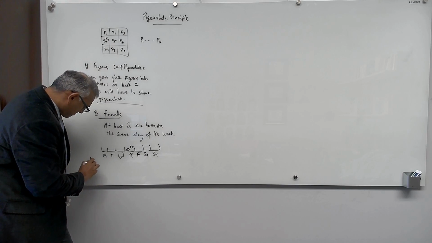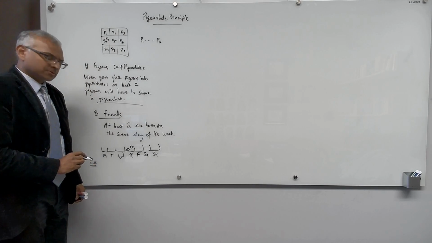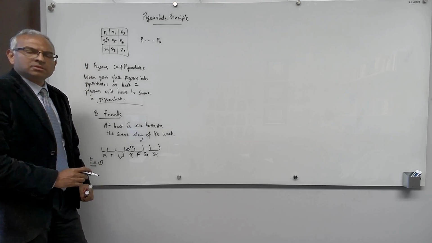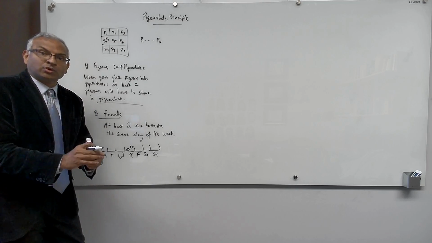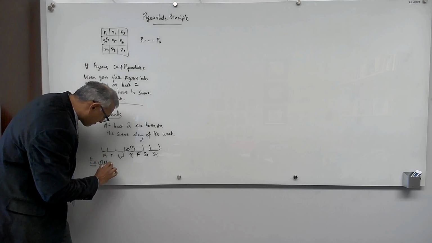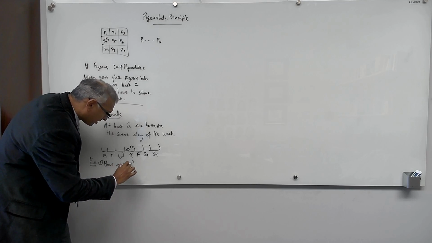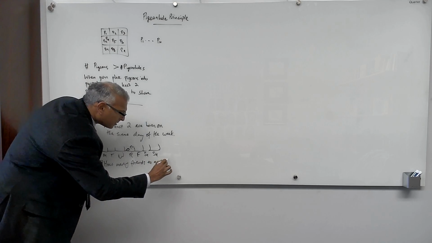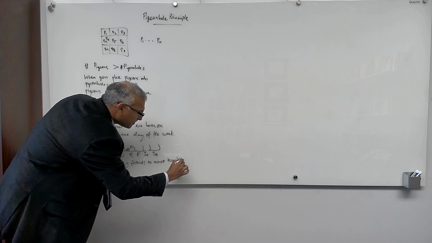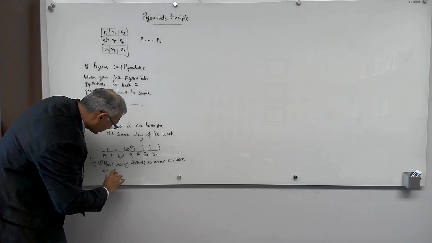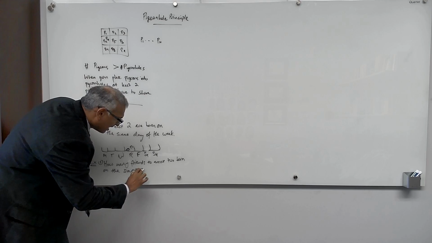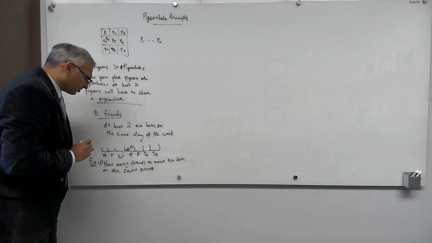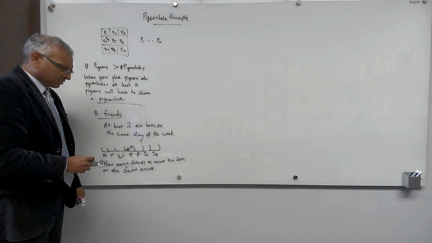Now, let me ask another question. Exercise 1. How many friends do you need to ensure that 2 are born in the same month? Pause the video and try to figure this out.